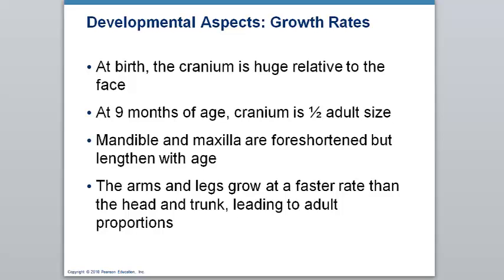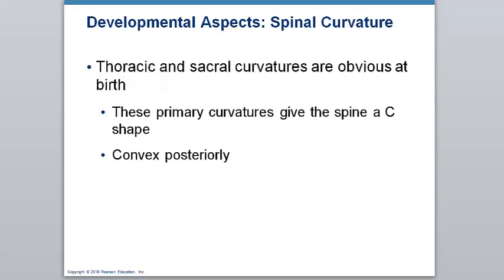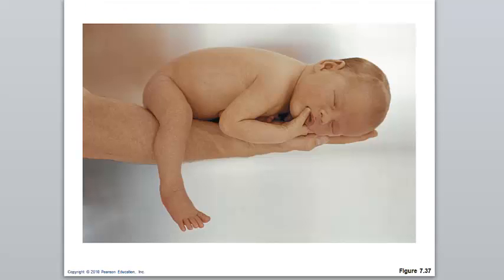The mandible and maxilla are shorter compared to the head. That's why they kind of bob around. They fall off, right? They can't hold their head, partly also because of the heavy big head. And then the arms and legs grow faster than the head and trunk. Okay? When the baby is born, they are born only with thoracic and sacral curvature. There is no cervical and lumbar curvature. Okay, so the baby's curvature is going to be like a C-shaped curve.